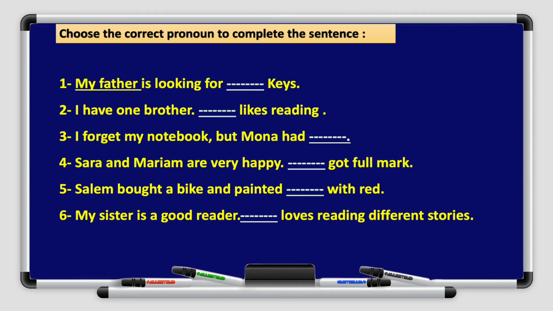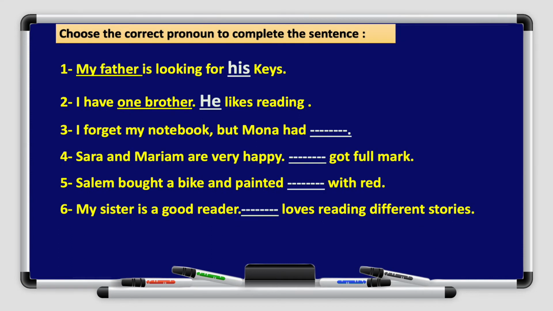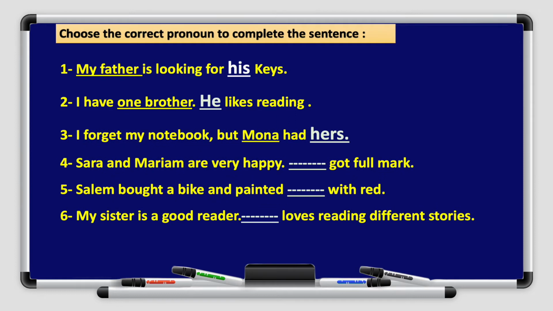Number 1. Good job. My father is looking for his key. And here we use his to avoid repeating my father. Number 2. I have one brother. He likes reading. Here we use he to avoid repeating brother. Let's move to number 3. I forgot my notebook, but Muna had hers. Hers here comes to avoid repeating her notebook.